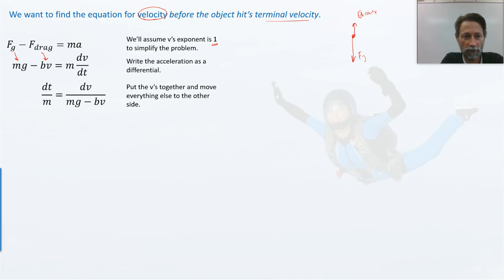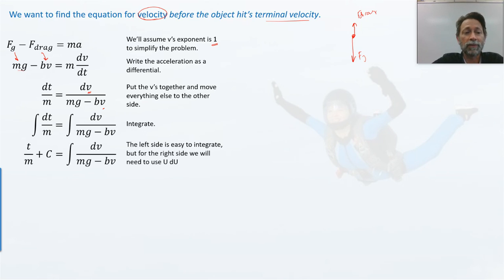I'm going to split my differential and move my dt to the other side, move my m to the other side, and then divide both sides by that mg minus bv to put it onto the denominator of the velocity. So now on the left side, I have the things that I can integrate with respect to the time, and on the right side, I have the things that I can integrate with respect to velocity, specifically that dv and the v that's there. So I'm going to integrate both sides of those.